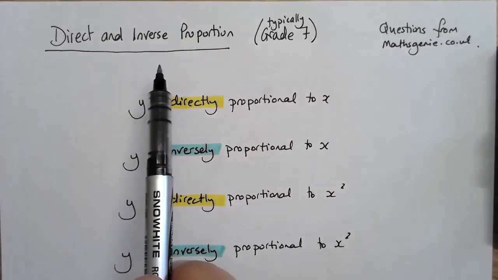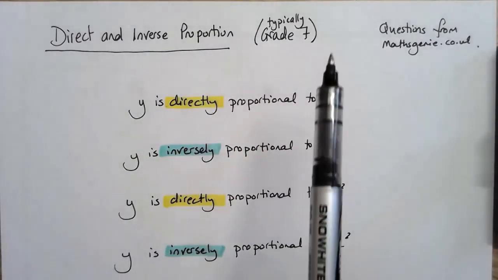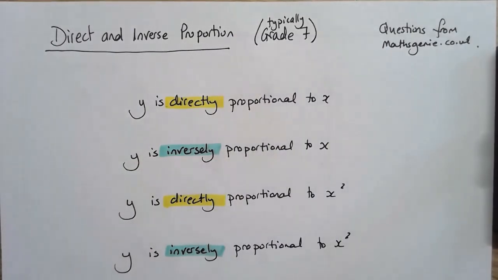So using direct and inverse proportion, there are some easier questions which are typically grade 5. These are the ones that are typically grade 7.